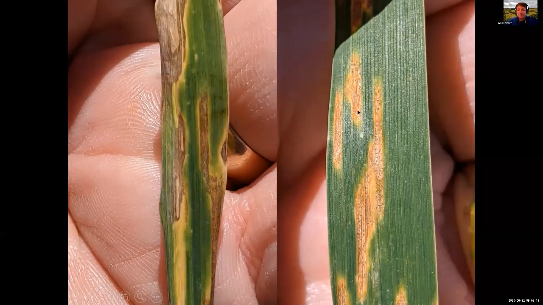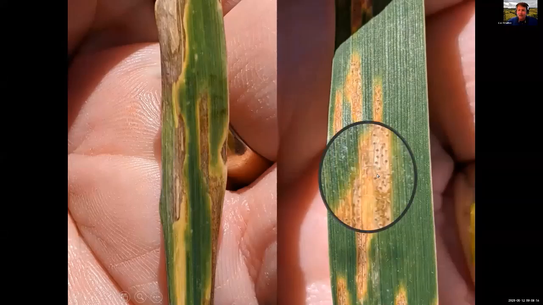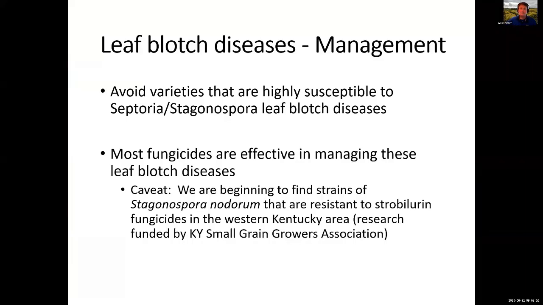There's a specific area. And you may see on the picture on the right there some of those fungal signs, those pycnidia, those black dots that are going to form within those lesions. So if you see that, you do know that that is a fungal disease, either Septoria or Stagonospora. As far as management, we do have good resistance to these diseases in some varieties. Some may be susceptible.